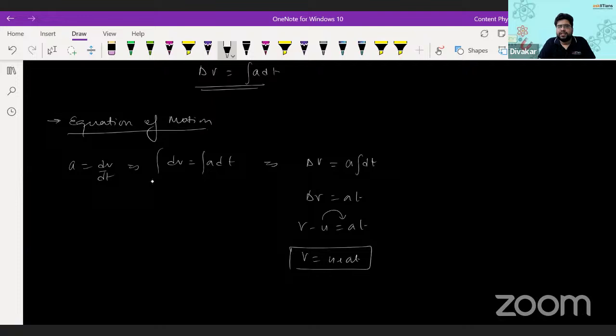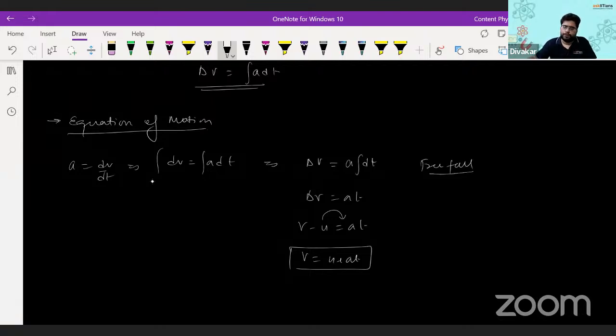But my point here is, if acceleration is variable and given as a function of time or as a function of x, you cannot apply these formulas. These formulas are only applicable when the acceleration is constant. So for example, in case of free fall, they are applicable. There is no issue with that.